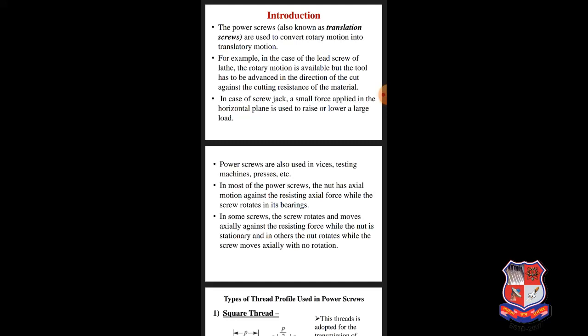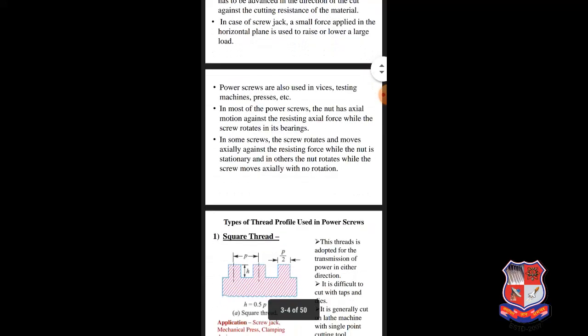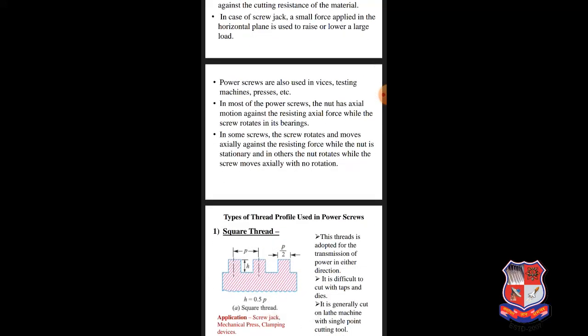Power screws are also used in vices, testing machines, presses, etc. In most of the power screws, the nut has axial motion against the resisting axial force while the screw rotates in its bearings. In some screws, the screw rotates and moves axially against the resisting force while the nut is stationary. And in others, the nut rotates while the screw moves axially with no rotation. Hence, the power screws are used for translatory motion, for providing motion to any type of machine element. Example, lead screw, which is used for the carriage assembly.